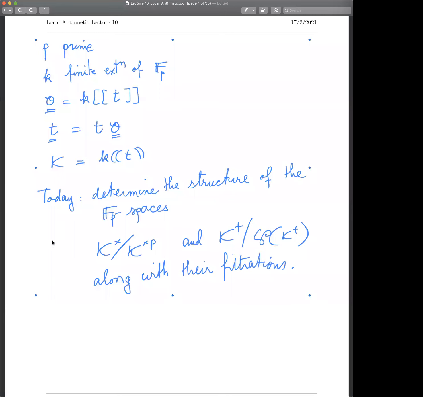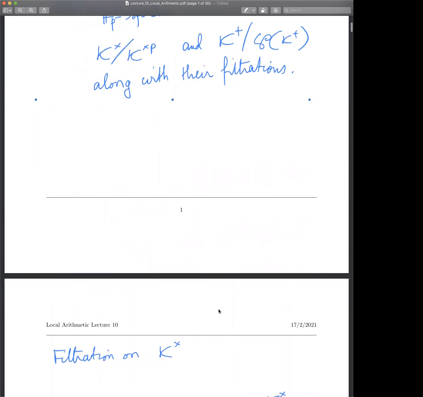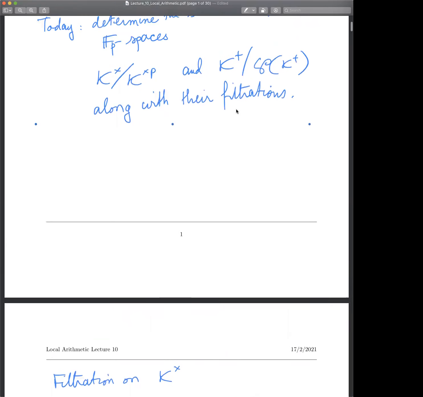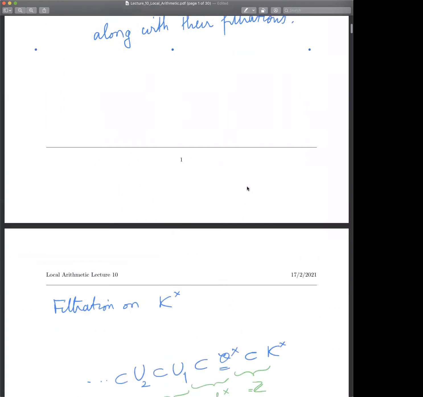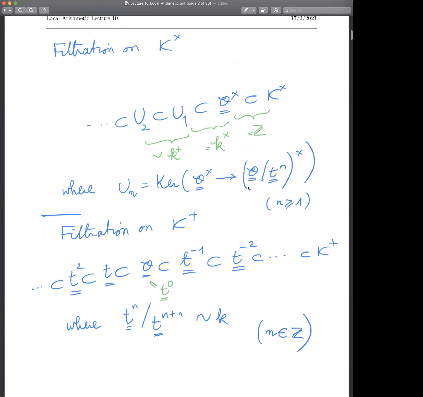Okay, so the aim of the lecture today is to determine the structure of these groups k star modulo k star to the p and k plus modulo p k plus, where this funny p is the map x going to x to the power p minus x. It's an endomorphism of the additive group k plus. Okay, so as I was saying, both k star and k plus come with filtrations.